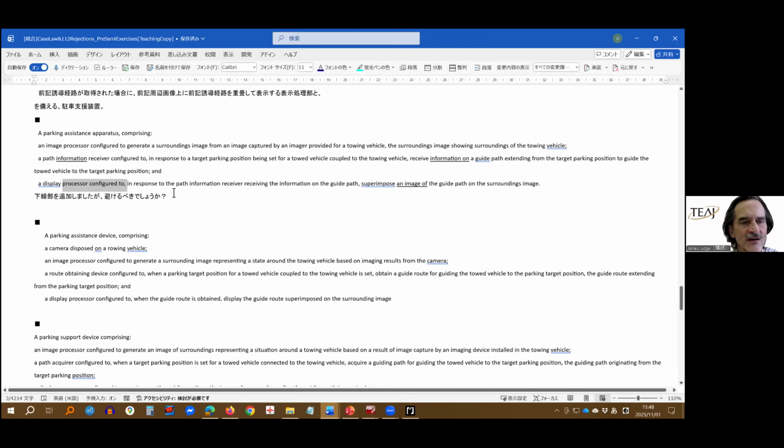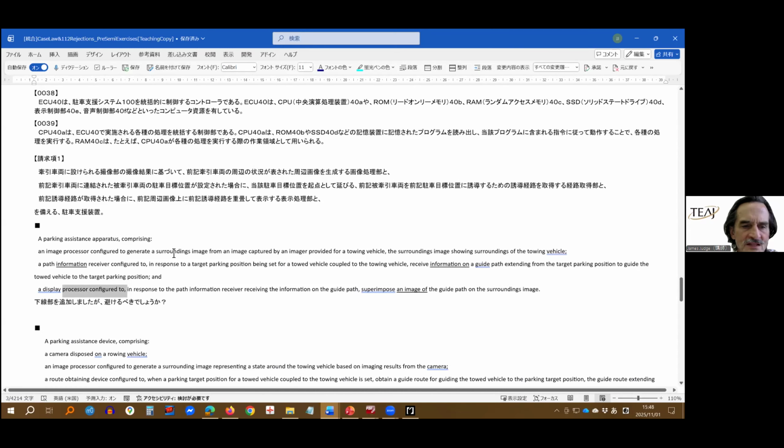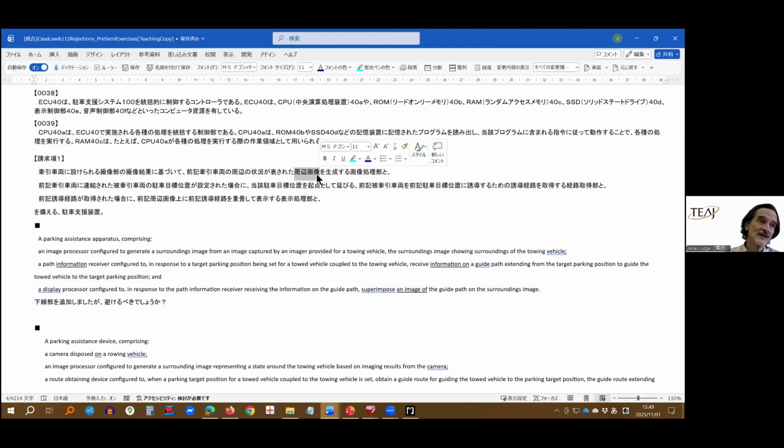A couple of quick comments though about, oh, this is good. I wanted to talk about the Kankyo Gazo. Let's see. Yeah, Shuhen Gazo. So this is good. A surroundings image. So the best translation: if you just say a surrounding image, that would be incorrect because the image itself would be surrounding something, or the image itself does not surround the vehicle. The vehicle has surroundings, and then those surroundings are imaged.